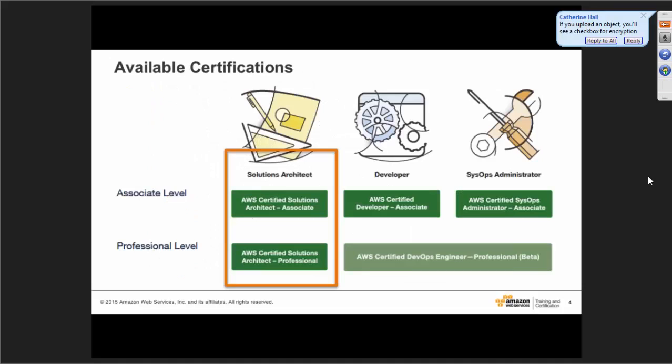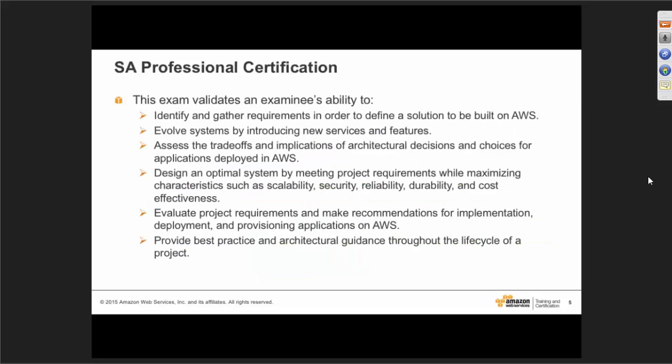So as I'd been hinting at as we go through things, there's two certifications in this track for solutions architect. There's the associate certification and the professional certification. To whet your appetite, the professional certification goes further than the associate certification does.